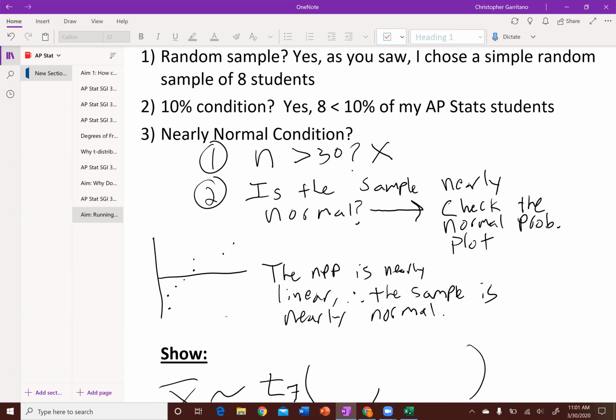Now, if you get something that's just crazy, obviously not linear, then you would just proceed with caution. Or in practice, if you got something that wasn't linear and the nearly normal condition just wasn't met, then you'd have to figure out some other way to analyze the situation. But for now, I just want to show you this process. So we're going to continue no matter what. But in this case, I think we can say that the normal probability plot is nearly linear. All right, moving on.